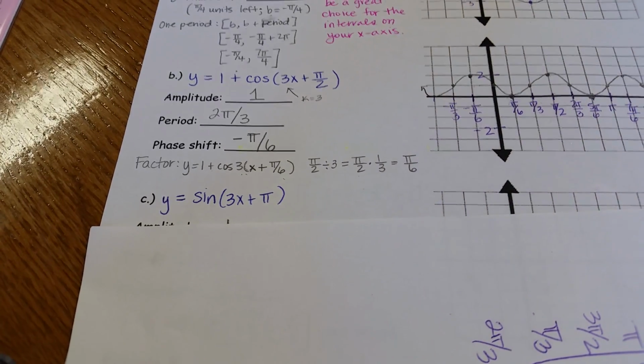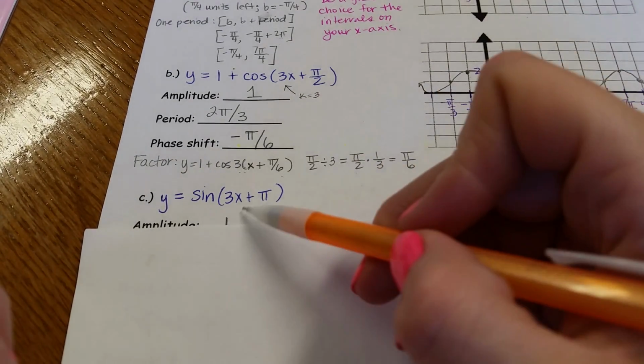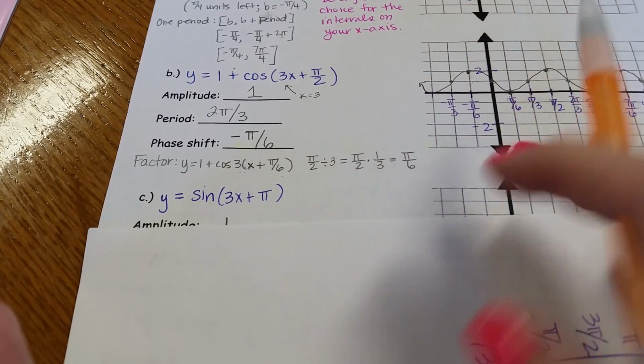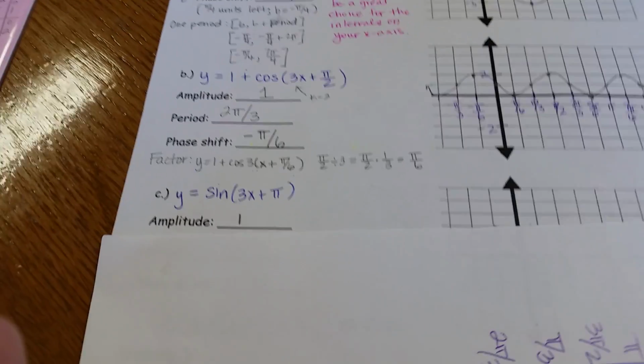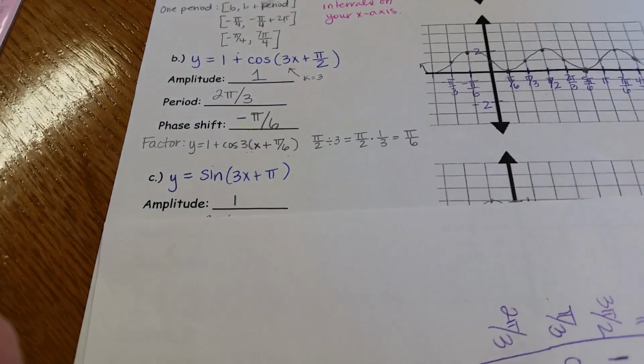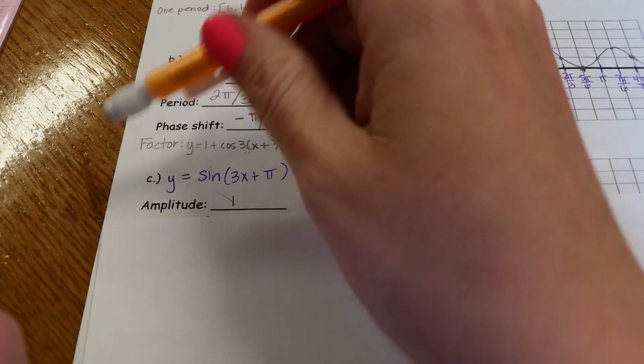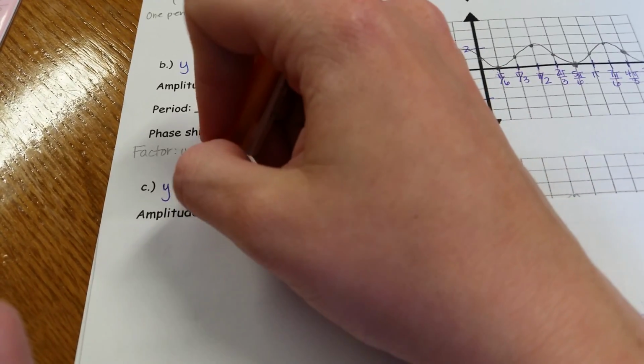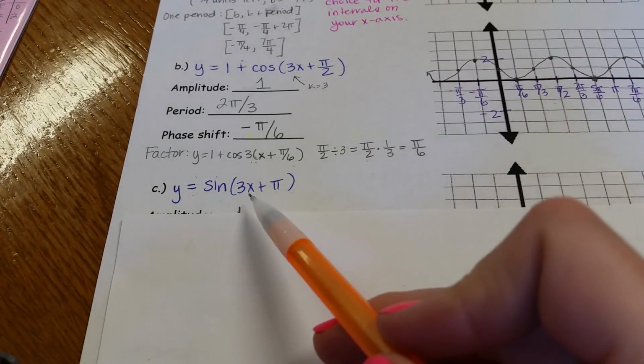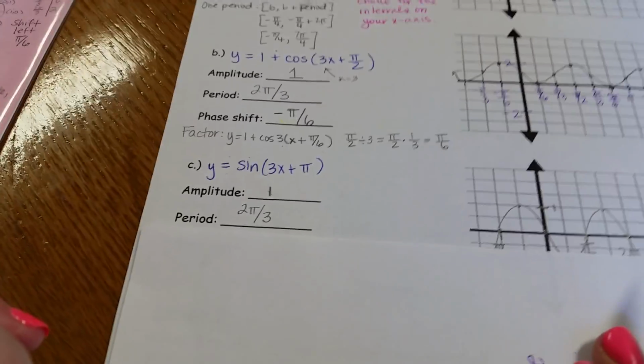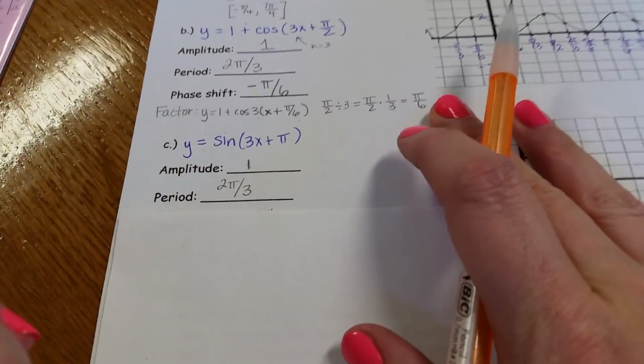All right, so now we're at part C. So we have y equals the sine of 3x plus pi. First we're going to do our amplitude, which is going to be 1 because there's no number in front of sine. Okay, and then we are going to find our period. Our k value is going to be in front of x, so our k value is 3. So again, our period is going to be 2 pi over 3.